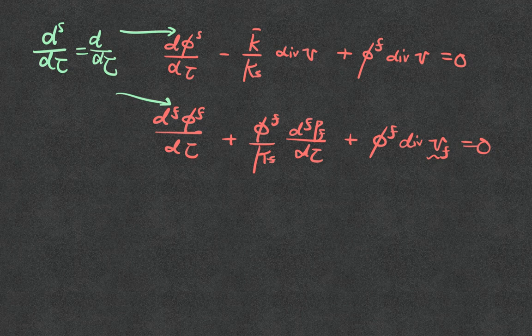Now I cannot combine these two equations because I have two different types of derivative, right? I have the time derivative with respect to the fluid trajectory.